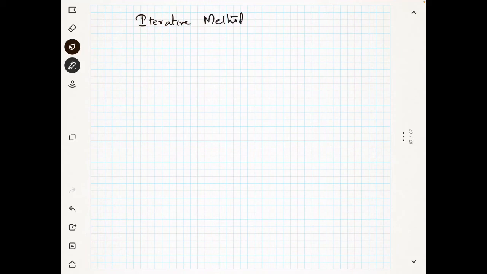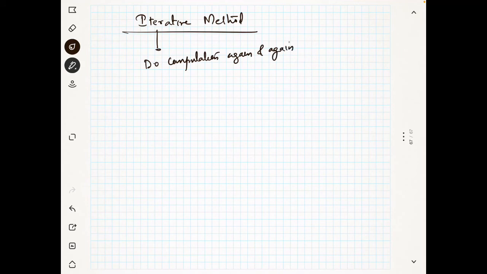Okay, so for solving it will be iteration. So you will do the computation again and again. That means iteration means do the computation again and again. Basically, you can easily program these kind of methods in the computer. If you have a microcontroller also, you can do this. It's very easy.